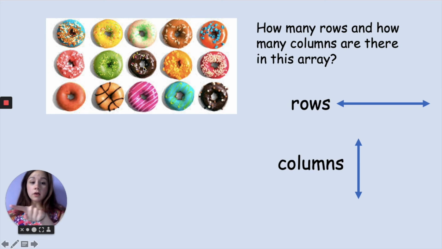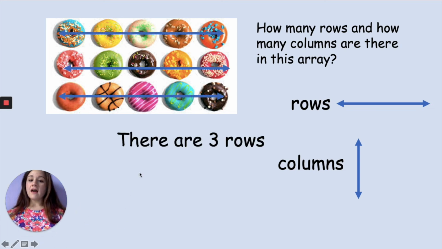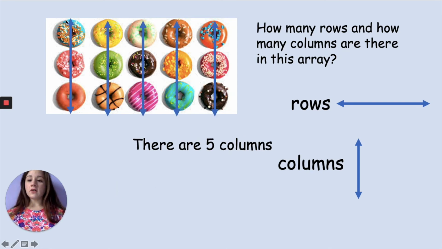Remember, rows and columns. Pause the video to find out how many rows and columns there are in this array. There are 3 rows, 1, 2, 3, well done if you got that correct, and there are 5 columns, 1, 2, 3, 4, 5, well done.